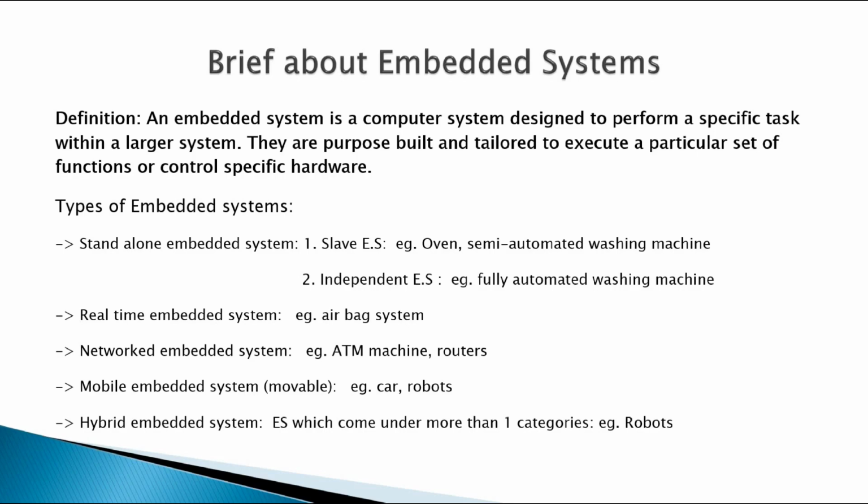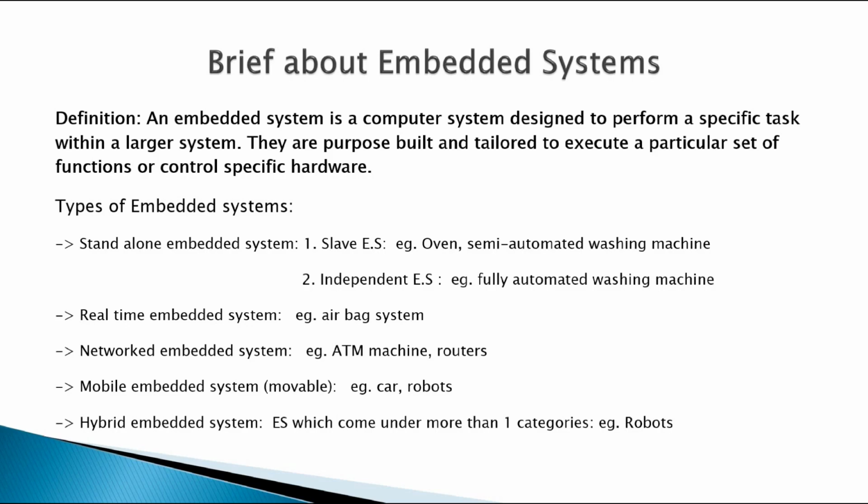First, standalone embedded system. These embedded systems are self-contained and self-sufficient, capable of performing their intended functions without relying on external resources. Slave embedded system. A slave embedded system operates under the control or direction of a master device or system. For example, a temperature sensor that sends data to a central controller, an input-output device controlled by a microcontroller, a peripheral device like a printer connected to a computer.